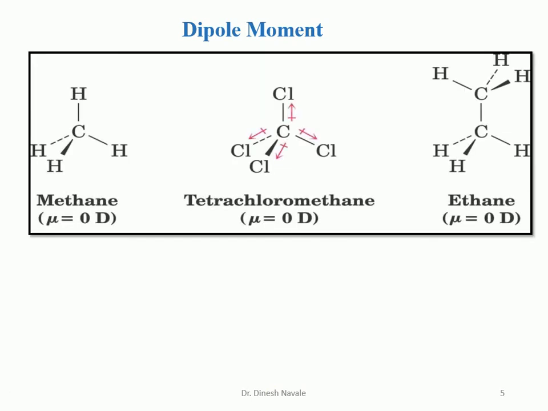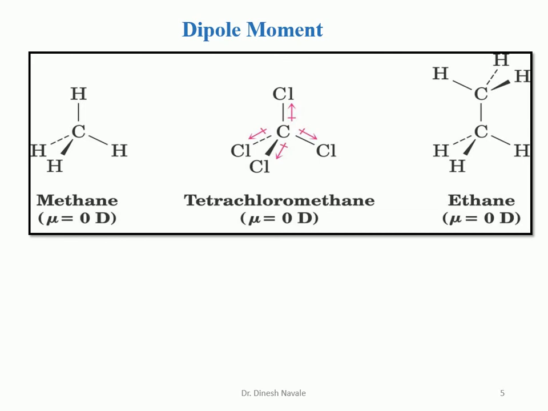If you look at these 3 examples, the first is methane, tetrahedral geometry, with all 4 hydrogens. The dipole moments of the 3 hydrogens, 1, 2 and 3, will be equally cancelled by the 4th hydrogen atom. So mu is equal to 0 D. In the case of carbon tetrachloride, the same happens. These 3 chlorines try to withdraw electrons towards themselves, but the chlorine on the opposite side withdraws the electrons towards the opposite side. So the dipole moment due to these 3 chlorines will be equally cancelled by this chlorine. So the overall dipole moment of tetrachloromethane, or carbon tetrachloride, will be 0.